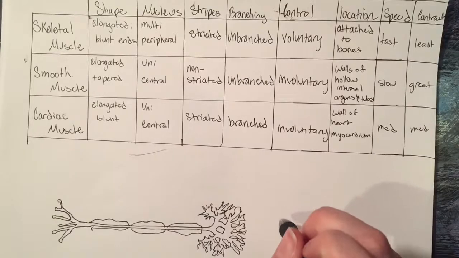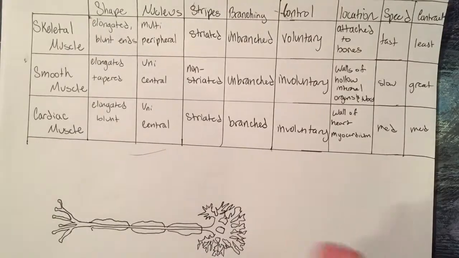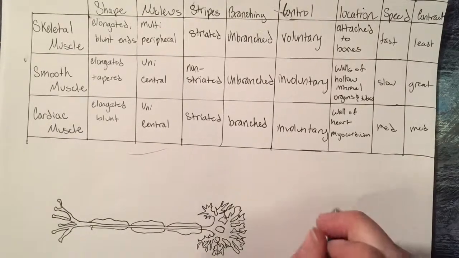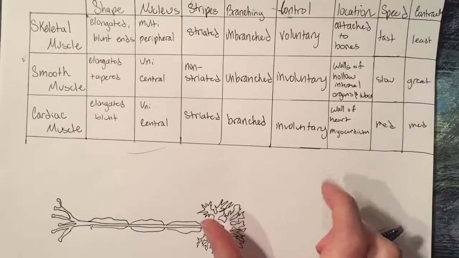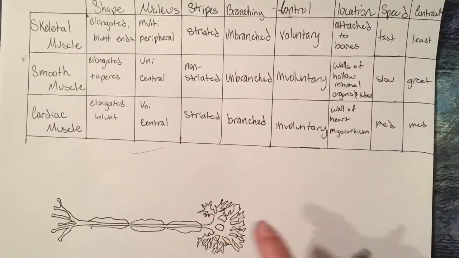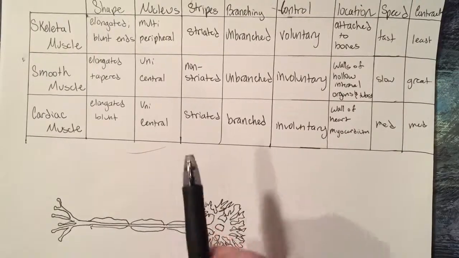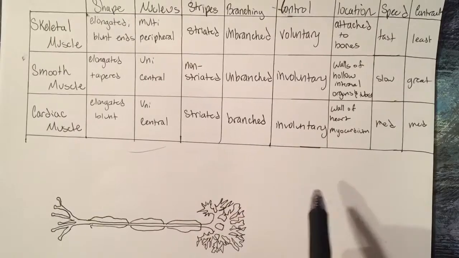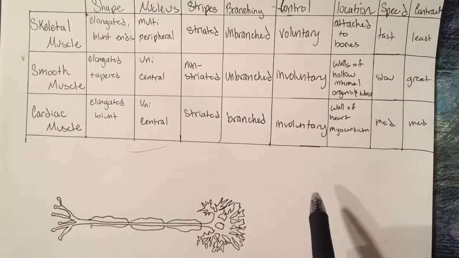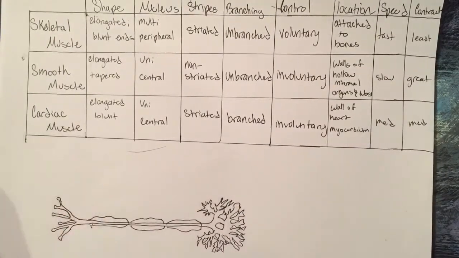Next, we're going to talk about cardiac muscle tissue, which is my favorite because I'm a fan of the heart. So it has shorter cells, but they branch off. There's one nucleus in the center. It's striated like skeletal muscle. It's involuntary, and it's located in the walls of the heart, the myocardium.